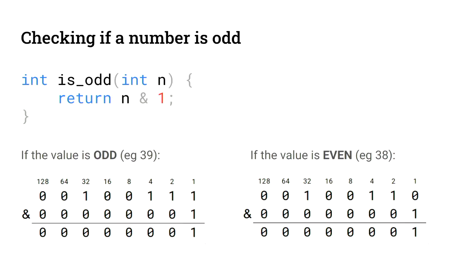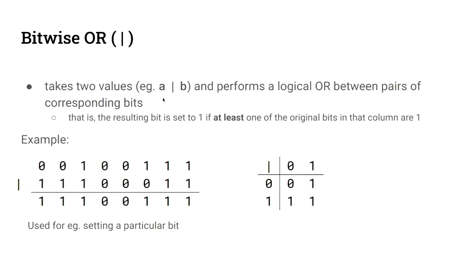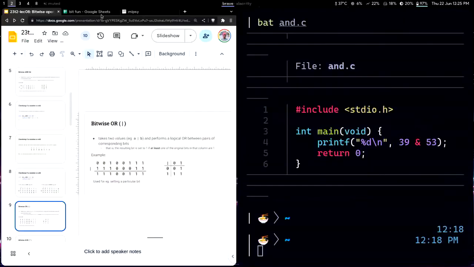It will return the value 0, which is considered false by C, which is why this notation works. So we don't have to do something like return n and 1 is equal to 1, because the number 1 is already considered truthy. OK, bitwise OR, same kind of deal.